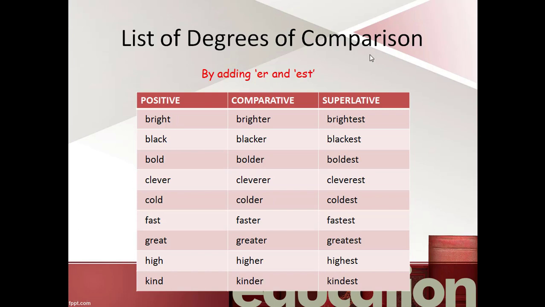In this table, you can see the list of degrees of comparison formed by adding er or est. They can be, for example, bright, brighter, brightest, bold, bolder, boldest, clever, cleverer, cleverest, cold, colder, coldest, and so on.